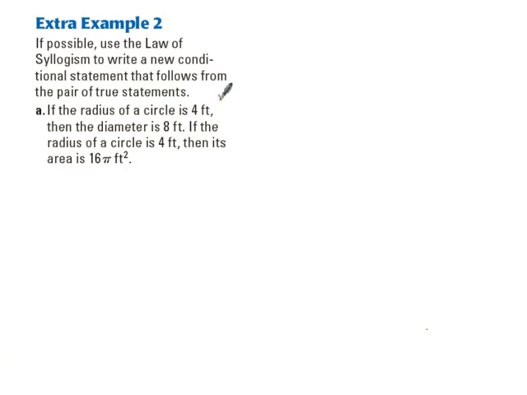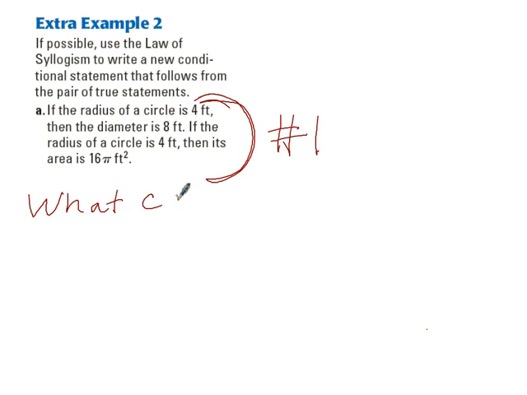Let's have you do one by the law of syllogism that you're going to fill in question number 1 on your form. So you're going to apply the law of syllogism to, if the radius of a circle is 4 feet, then the diameter is 8 feet. If the radius of the circle is 4 feet, and if you're given that as the second conditional, then its area is 16 pi feet squared. What conclusion can you make using the law of syllogism?